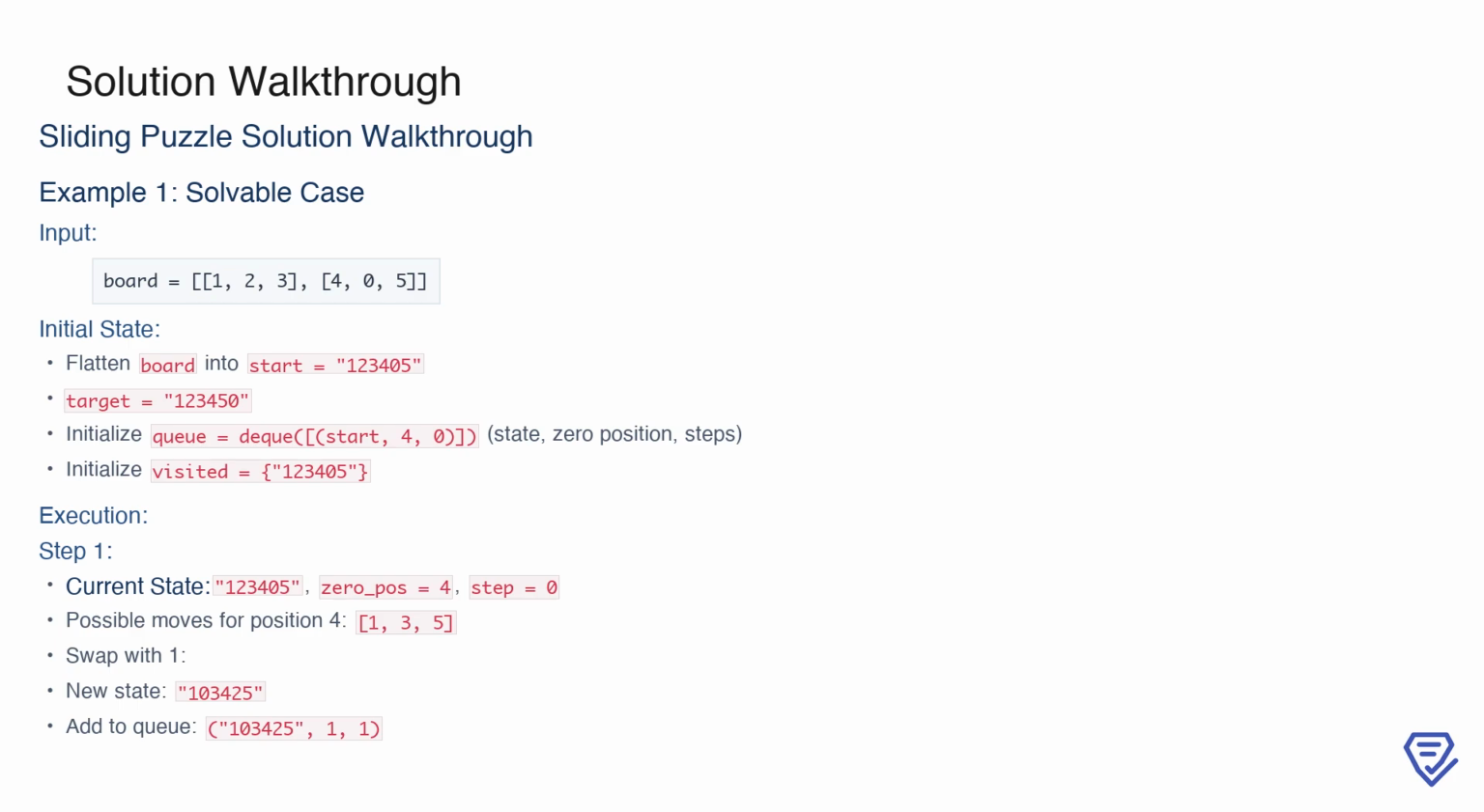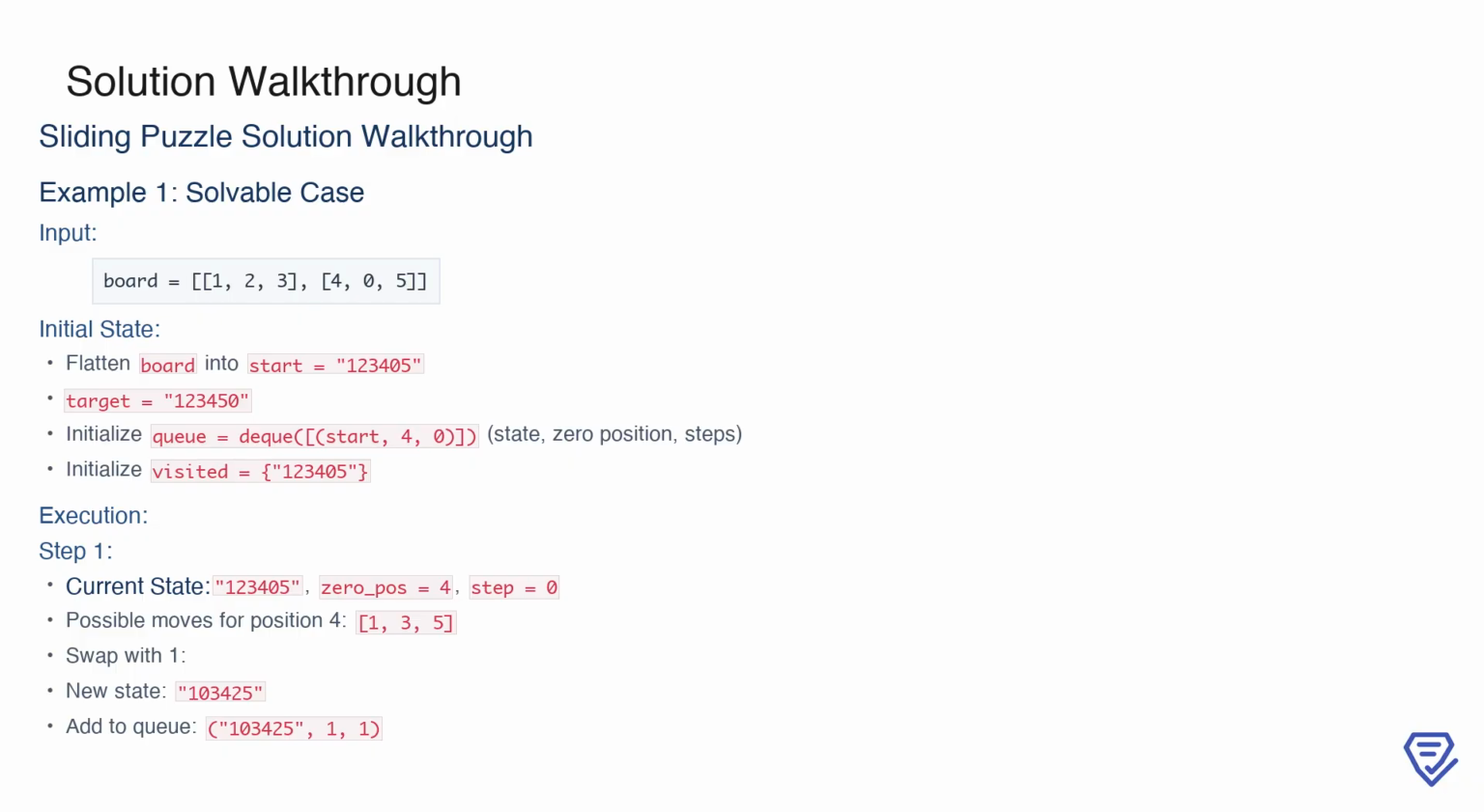To solve the sliding puzzle problem, we use a breadth-first search approach. Let's begin by looking at an example with a solvable case. The input board is 1, 2, 3, 4, 0, 5. First, we flatten the board into a string, start equals 123405, for easier manipulation, and the target state we need to reach is 123450.